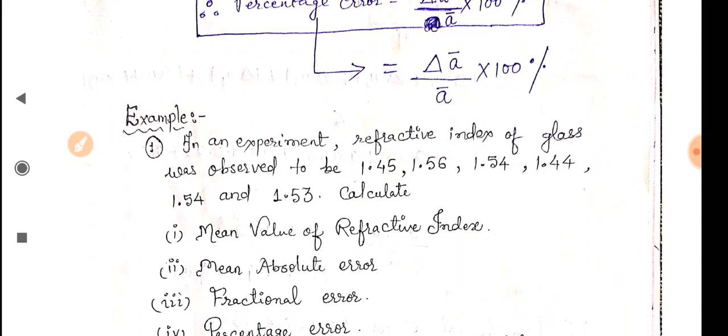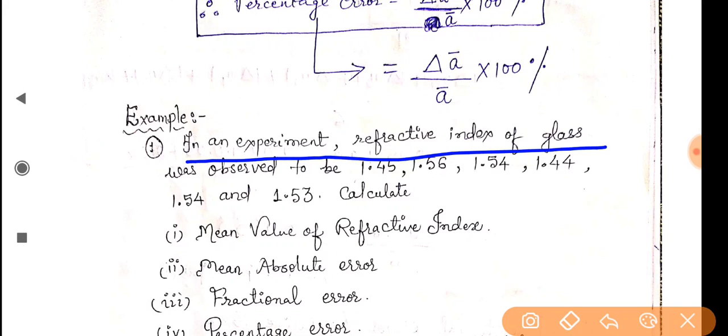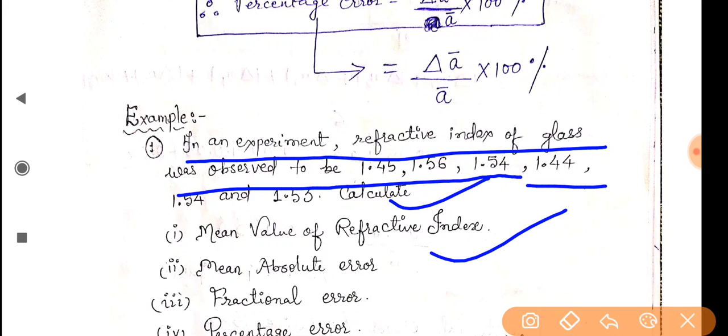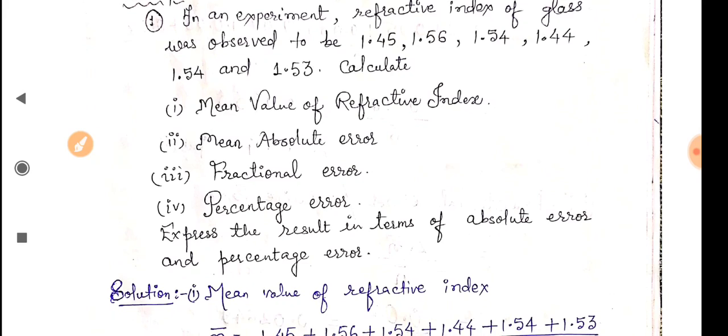Let's see an example, and how we can solve the numericals concerning it. In an experiment, the refractive index of glass was observed to be 1.5, 1.56, 1.54, 1.44, 1.54 and 1.53. Calculate the mean value of refractive index, mean absolute error, fractional error, percentage error, and express the result in terms of absolute error and percentage error.